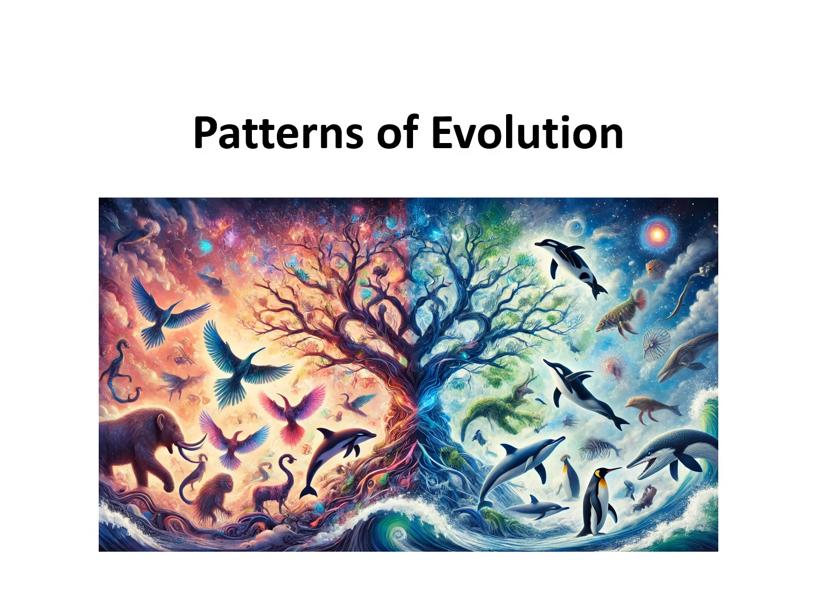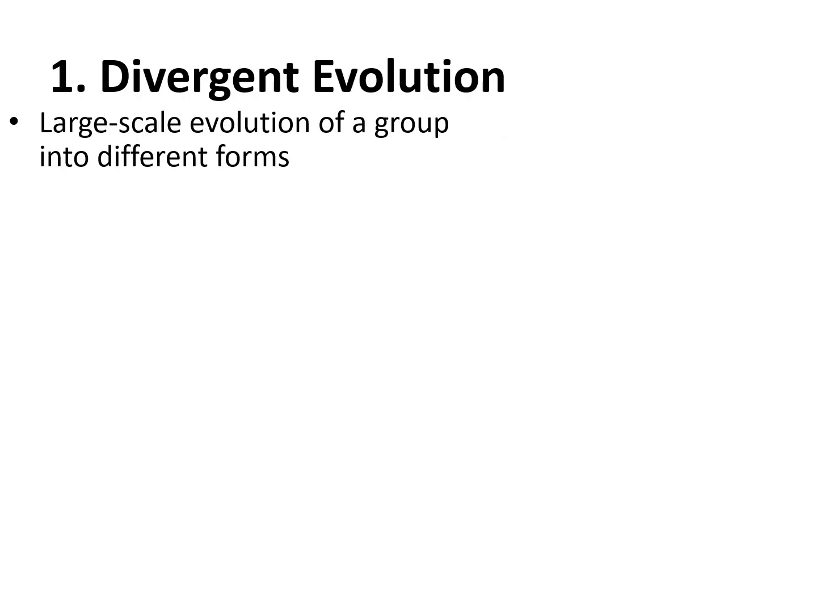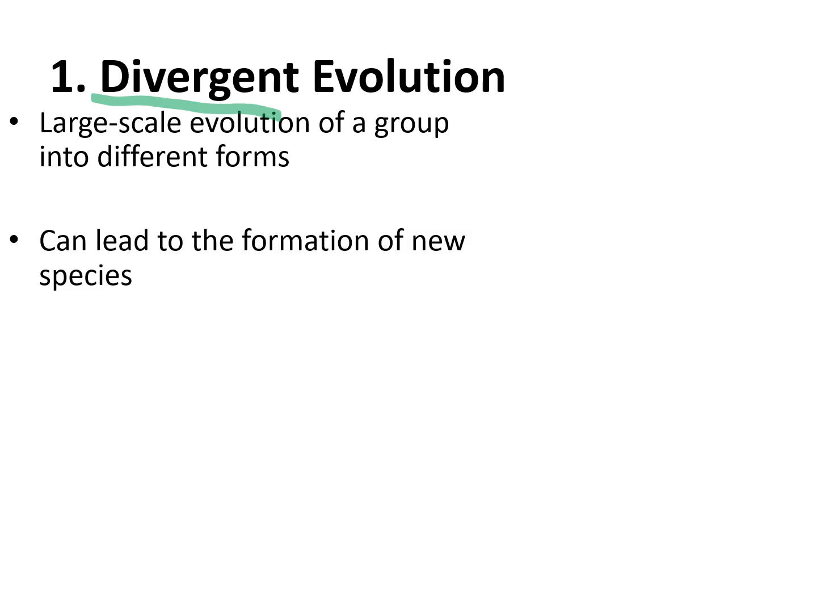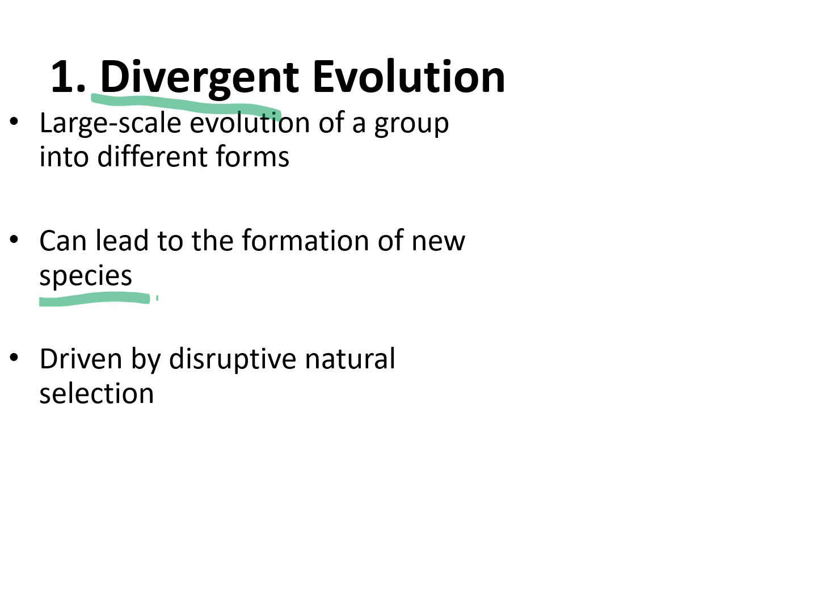Patterns in evolution. So we're going to look at a couple of types of different patterns we would see in evolution. And the first one is divergent evolution. Generally this is looking at large-scale evolution of a group into different forms, and what this would result in is creation of a new species.